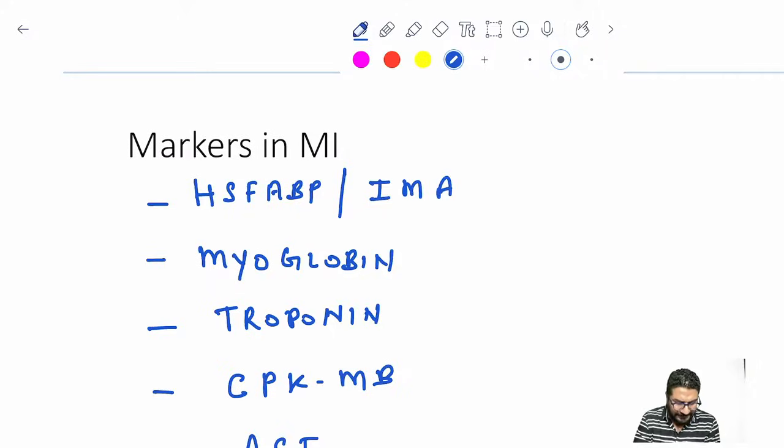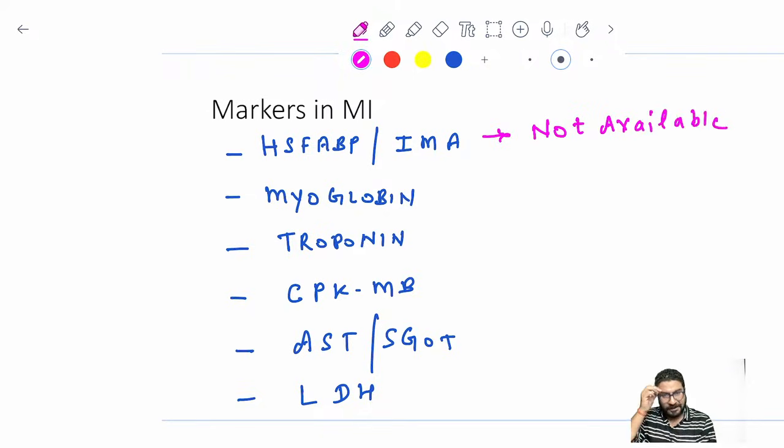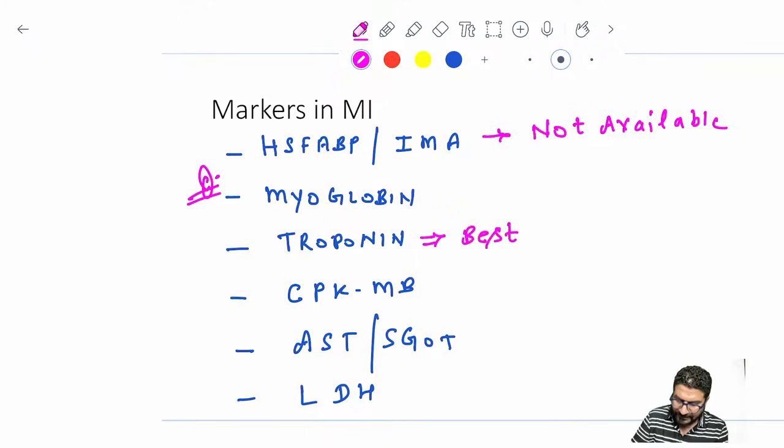Now try to understand this thing. They ask you a question. These are the markers. What else is AST called? AST is also called SGOT. Heart specific fatty acid binding protein and ischemia modified albumin are the earliest markers. It is not available in our country, so not being asked routinely. If they ask, they will ask this, but important for NEET PG. So when they ask you earliest, you have to choose myoglobin. Troponin is overall the best marker. Even right now for infarction also troponin is better.